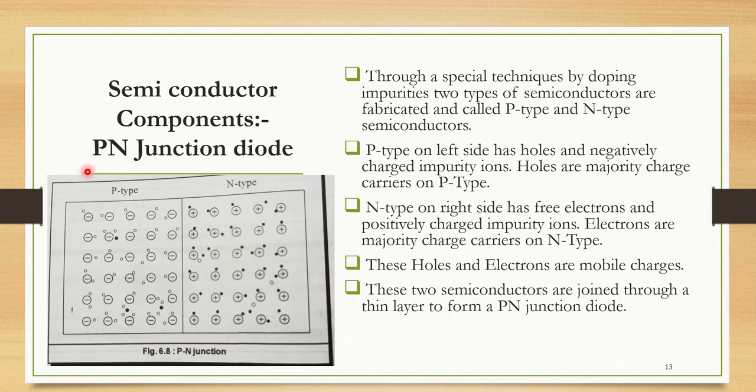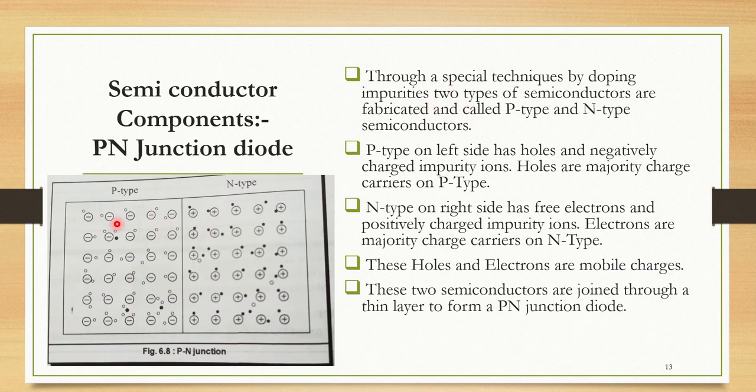Now what is semiconductor? Semiconductor is not an insulator, not a good conductor. In between material, they are semiconductors. Now here, the PN junction diode, this is a diode basically, we will develop a diode here. In a diode, through a special technique, by doping impurities, two types of semiconductors are fabricated and called P-type and N-type semiconductors. In semiconductors, doping means inserting some impurities.